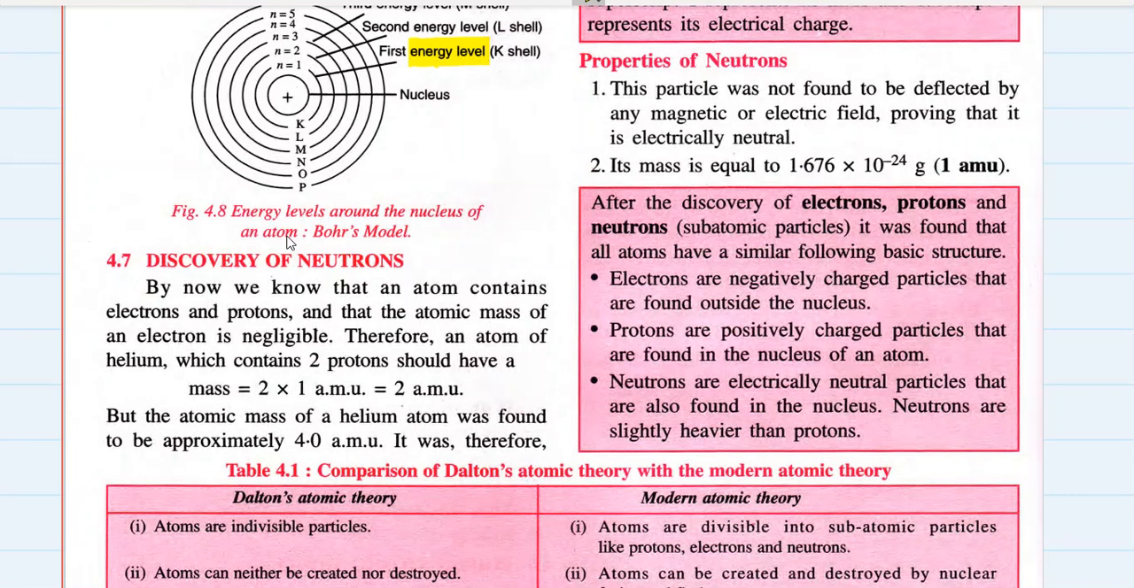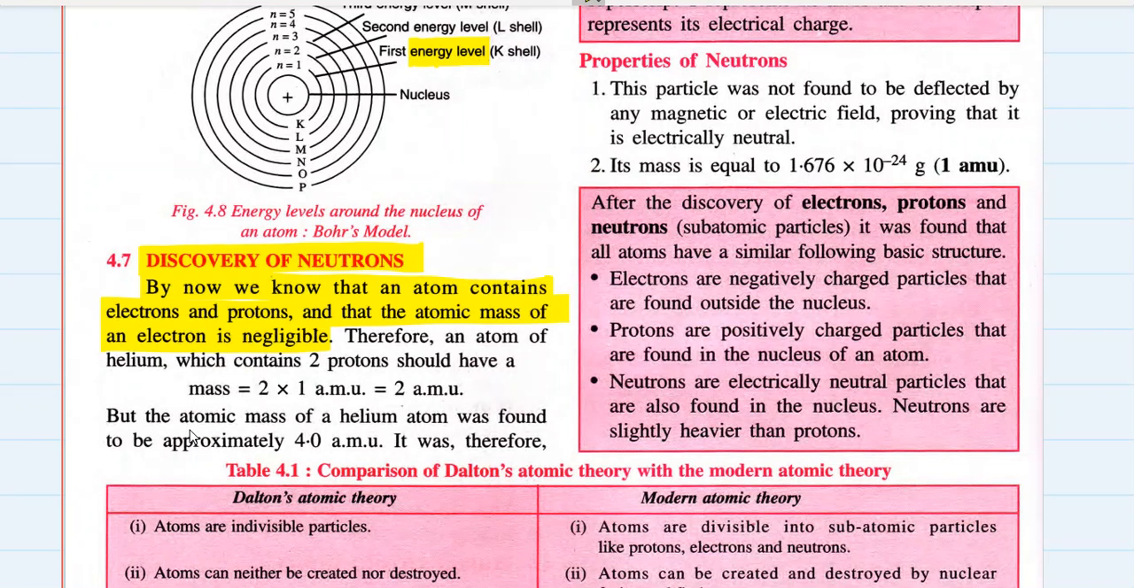The last of the things to be discovered is the neutron. By now we know that an atom contains electrons and protons, and the mass of an electron is negligible. What is the mass of an electron? Negligible. It is 1/1837 times the mass of a proton, that means around 2,000 times less than the mass of a proton. The proton itself has very little mass, so the electron will be considered as negligible mass.